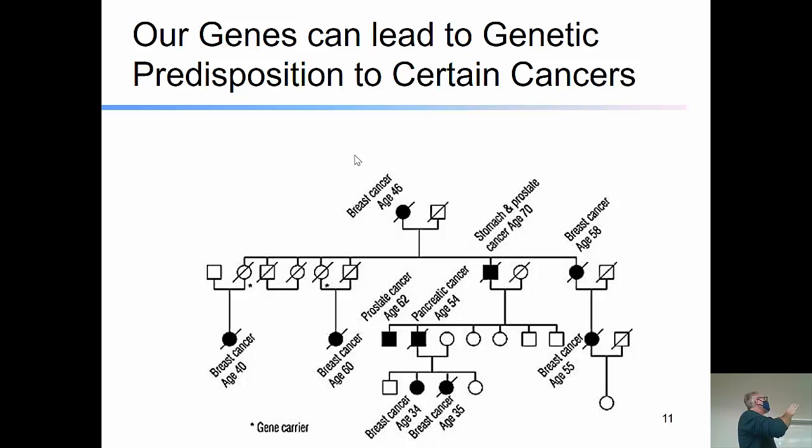And if we follow this through, we can see that it looks like there is a genetic component here, because we have a lot of people in this family tree developing cancers. And so people can inherit a predisposition towards cancers. But I want to make this clear, you don't inherit cancer itself, for reasons that we'll look into later.